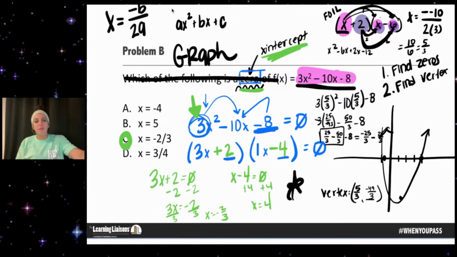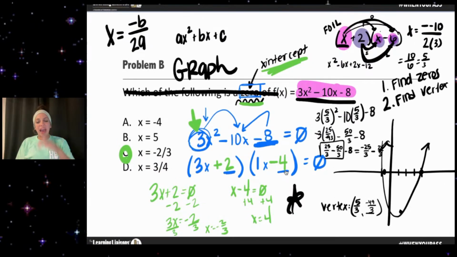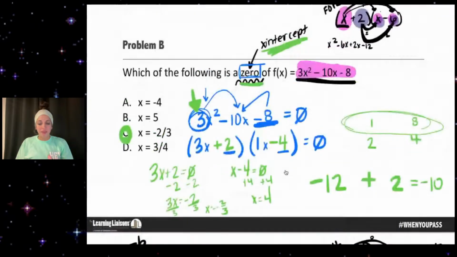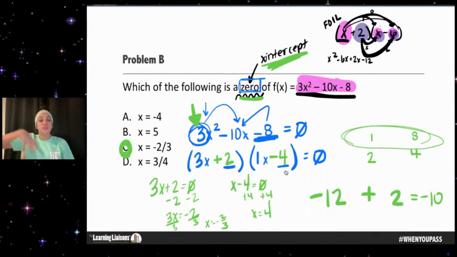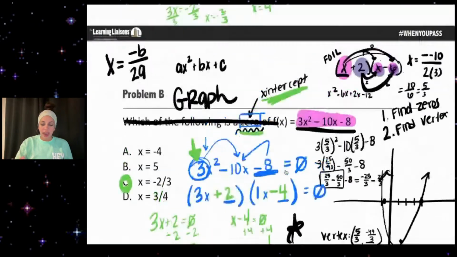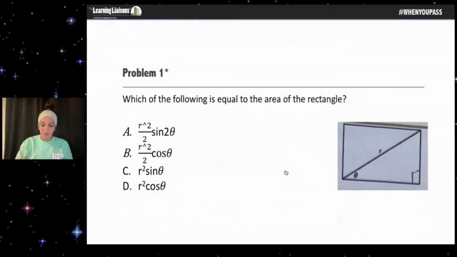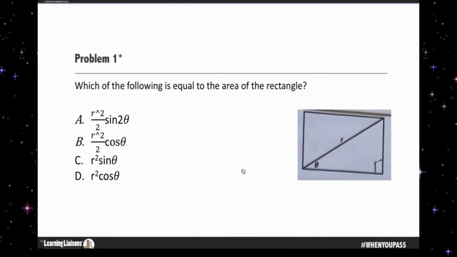All right, let's go on to problem number 3. Well, technically it's problem number 3, but I had problem A and problem B because these were from last week, or like this was a request from last week. So now we can actually go into problem number 1. Which of the following is equal to the area of the rectangle? All right.